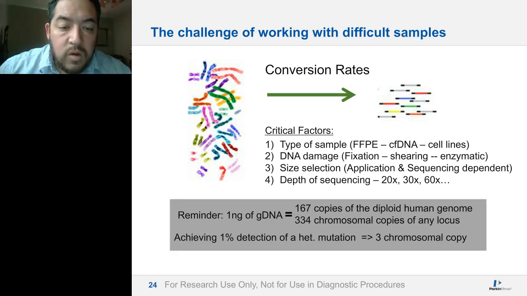So basically, 1 nanogram of genomic DNA is equivalent to 167 copies of the diploid human genome, 334 chromosomal copies of any locus, and achieving 1% detection of a heterozygous mutation is equivalent to 3 chromosomal copies. So again, it's a very challenging procedure for doing this type of analysis.